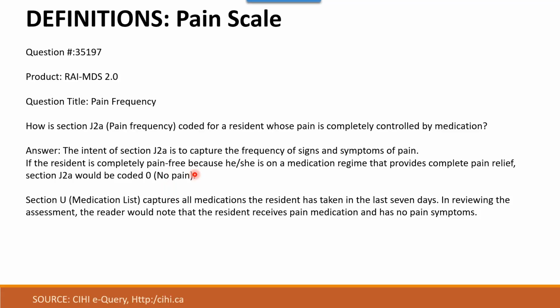And remember, you're asking this question or answering it after the ARD date. So the ARD date's already happened. You've already got all 7 days of observation, including the ARD date as the last day of observation. And at no time during that 7 days was there an expression or a documentation related to the resident having pain. So you would code no pain. Section U, medications, captures all medications that the resident has taken. So in reviewing the assessment, the reader should note that the resident receives pain medication and has no pain symptoms.